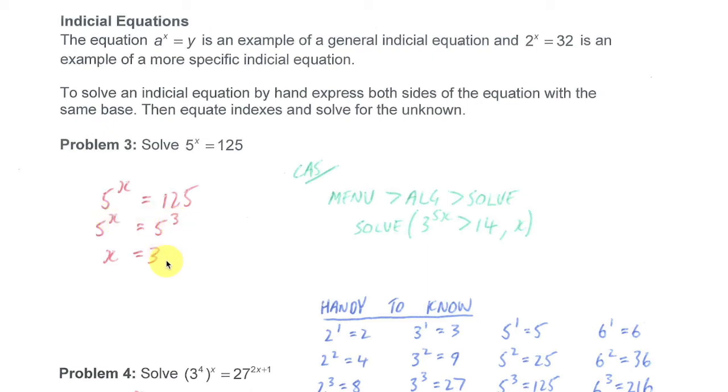We can also do that on our CAS. I'm sure you've been using the solve function before, but menu, algebra, solve, and then you put in that expression. It brings up the solve function with open brackets, and then put in whatever you need to. So here's an example of 3 to the power of 5x is greater than 14, and we're solving for x, and that will evaluate it for you. For this particular problem, of course, we would have 5^x equals 125, comma x.